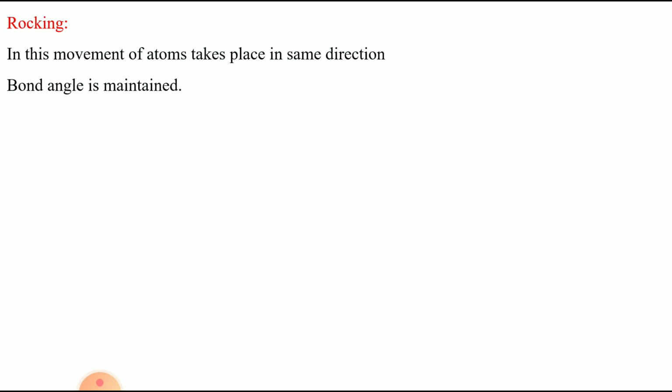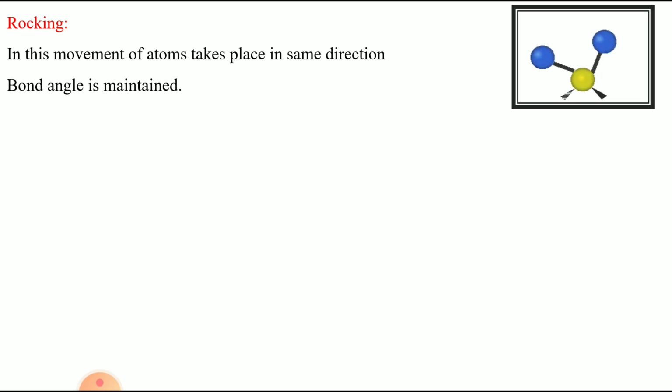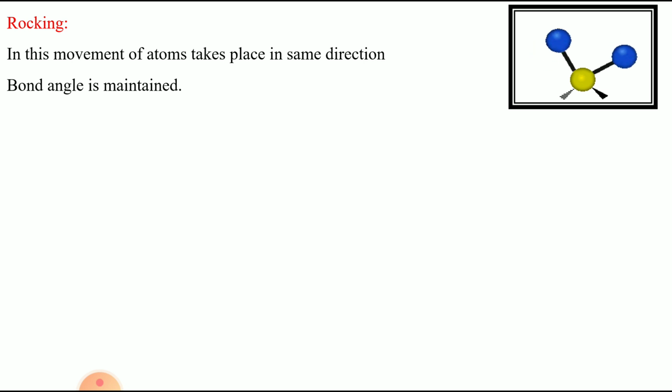Next we are discussing rocking. In rocking, the movement of the atoms takes place in the same direction, but the bond angle is maintained. In scissoring, the two bonds come close to each other in opposite directions, so the bond angle decreases. But in rocking, the two bonds move in the same direction, either left or right, but there is no change in the bond angle. The bond angle is constant here. So this is rocking.